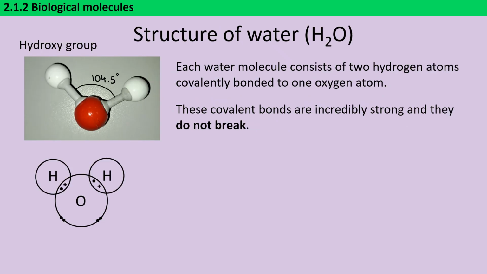Let's start off by looking at the structure of water because this helps to explain some of the properties that it has. You're hopefully already familiar with this from your GCSE studies, either from the dot and cross diagram below or the ball and stick model above. Each water molecule consists of two hydrogen atoms, which in the ball and stick model are represented by the white balls, covalently bonded to one oxygen atom. In other words, they're sharing pairs of electrons. An oxygen bonded to a hydrogen is sometimes referred to as a hydroxy group.